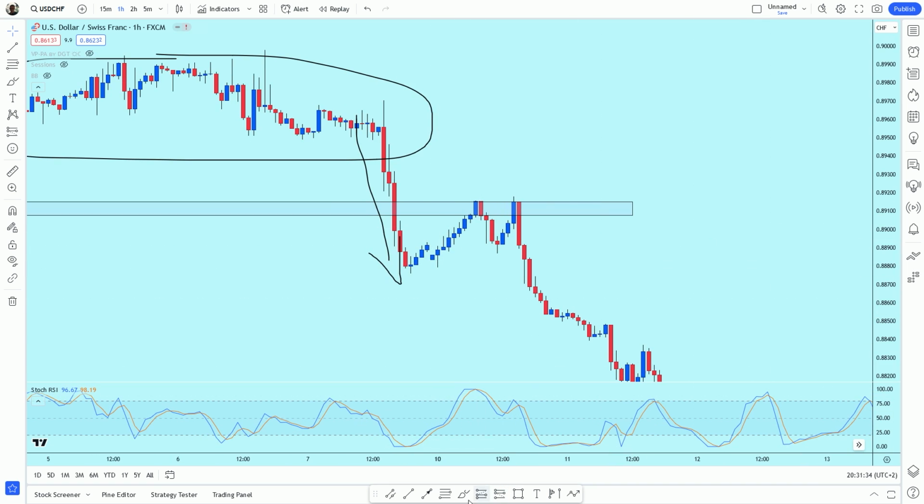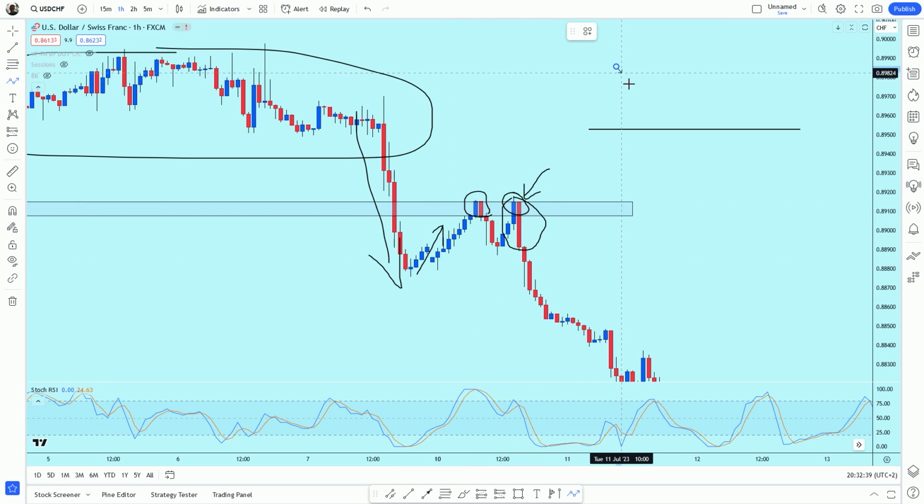And then immediately after this break, we can see this pullback. Price went back to retest this previously broken support with a double top formation here and here. And also this second top was basically a bearish engulfing candlestick pattern. So here we have this massive bearish move that broke this previous support and then went back to retest it with this double top formation.